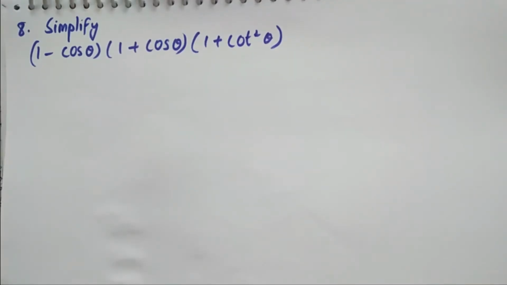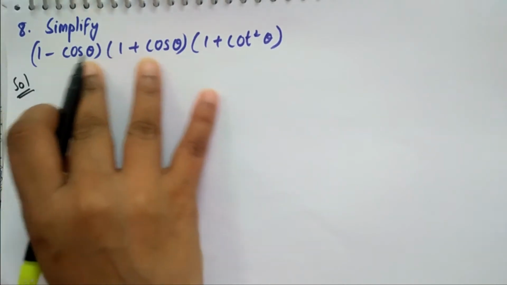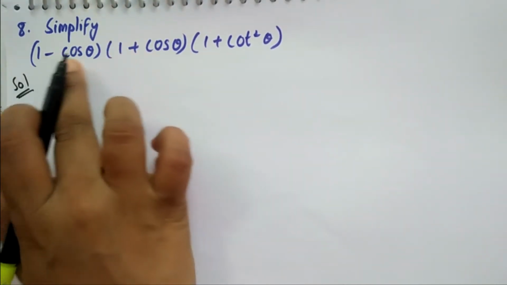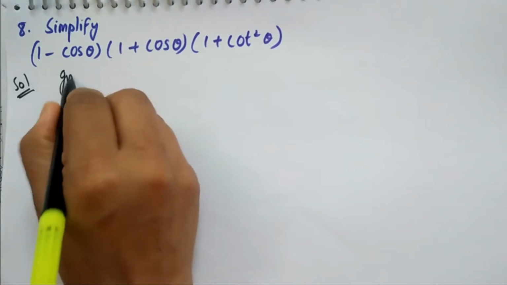Okay, the next 8th problem is simplify 1 minus cos theta into 1 plus cos theta into 1 plus cot square theta is how much? So let us solve this problem. Let us see what's the common thing here in it. It is 1 minus cos theta, 1 plus cos theta. Okay, first let us take the given value.